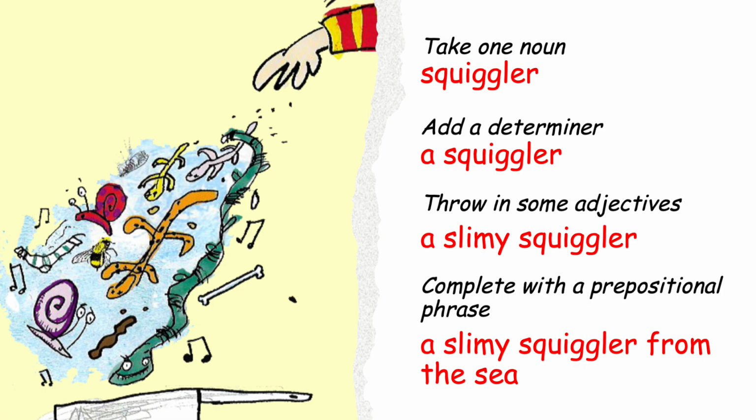Take one noun, squiggler, and add a determiner to make a noun phrase, a squiggler. Then throw in an adjective to modify the noun and create a phrase or group of words. A slimy squiggler. Finally, complete with a prepositional phrase for good measure. And there you have it, a more complex noun phrase. A slimy squiggler from the sea.